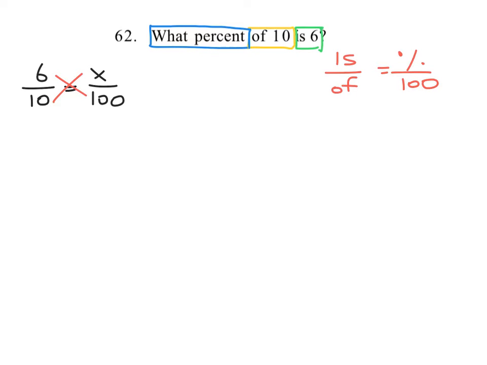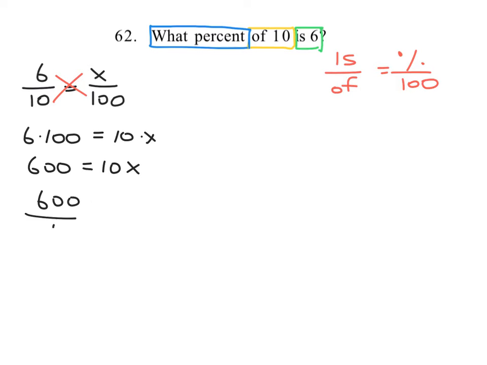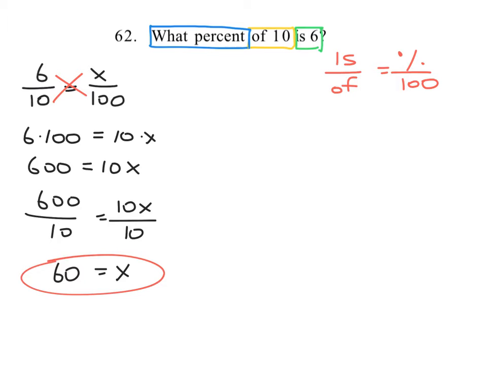So we say 6 times 100 equals 10 times x, or 600 equals 10x. So we divide both sides by 10, and we get 60 is the percent. 60% of 10 is 6. We've got 2 more problems on the next slides, and they're maybe a little bit more complicated, but we're going to use the exact same method.